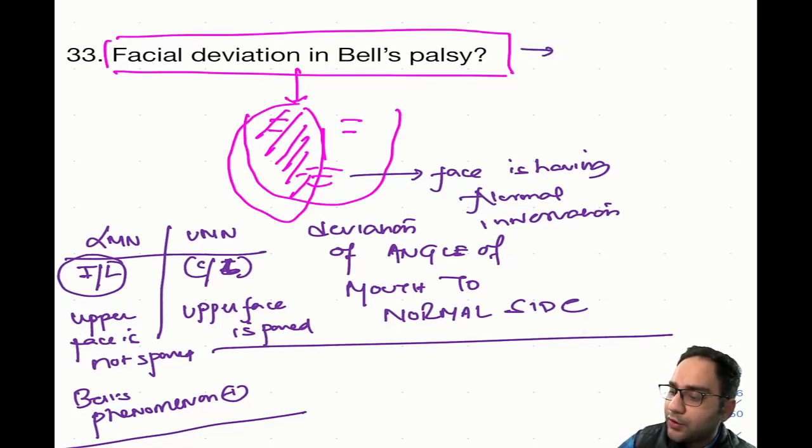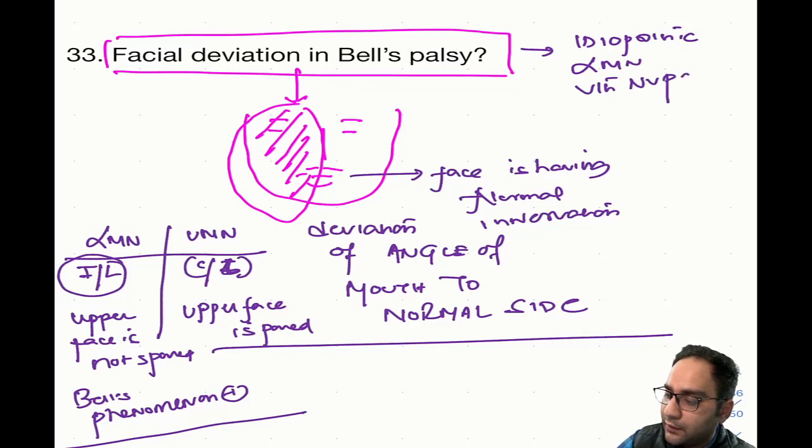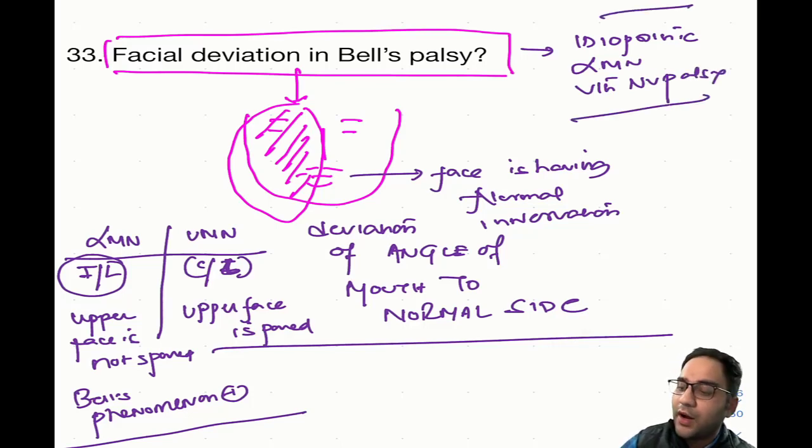And what you also need to remember is the definition of Bell's palsy: idiopathic lower motor neuron 7th nerve palsy. So if you can find any cause of the 7th nerve palsy, then it will not be a case of Bell's palsy.